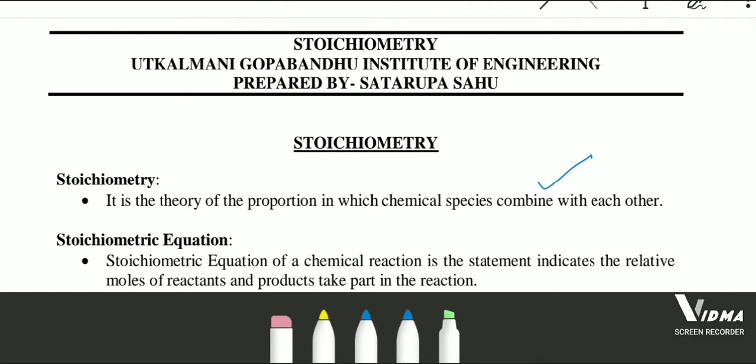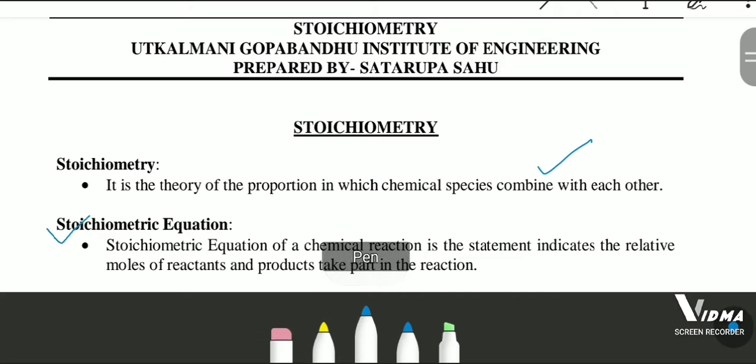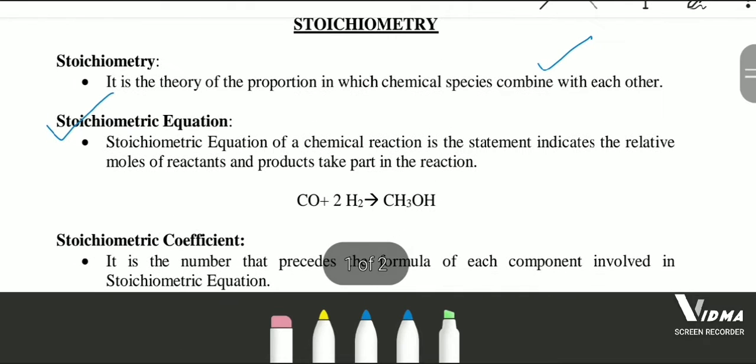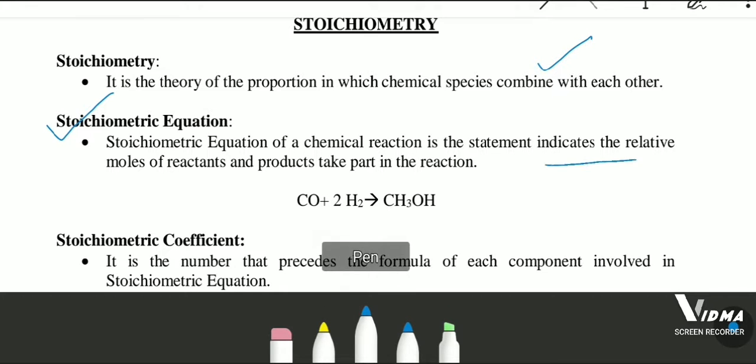The next, stoichiometric equation. The stoichiometric equation of a chemical reaction is the statement that indicates the relative moles of reactant and product taking part in the reaction. For example, in the synthesis of methanol from carbon monoxide and hydrogen, the chemical reaction will be 1 mole of carbon monoxide reacts with 1 mole of hydrogen, gives rise to 1 mole of methanol.